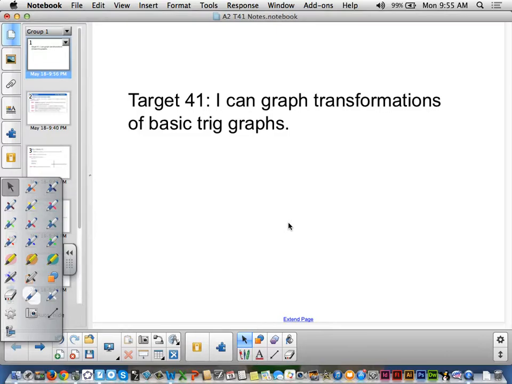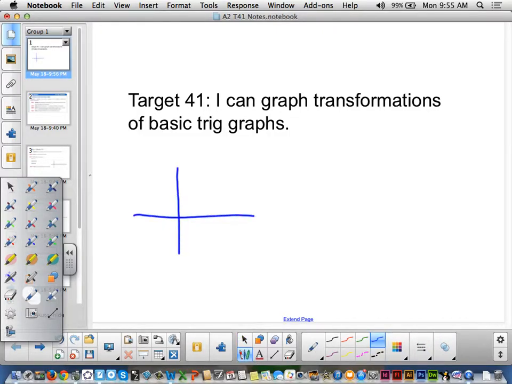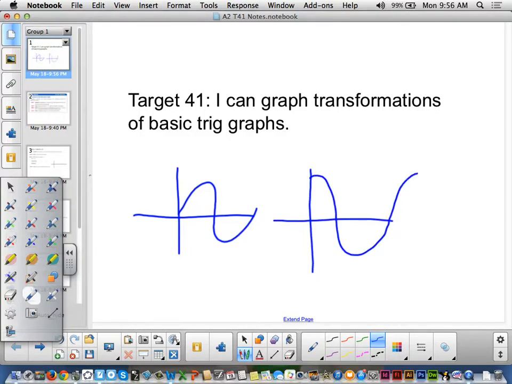Algebra 2, target 41. I can graph transformations of basic trig functions. All right, so we've graphed our basic trig functions. A sine wave looks like this, starting at the origin, has a period of 2 pi. Cosine, same shape, just starts at the top of the amplitude and has a period of 2 pi. And your tangent looks like this, has a period of pi.